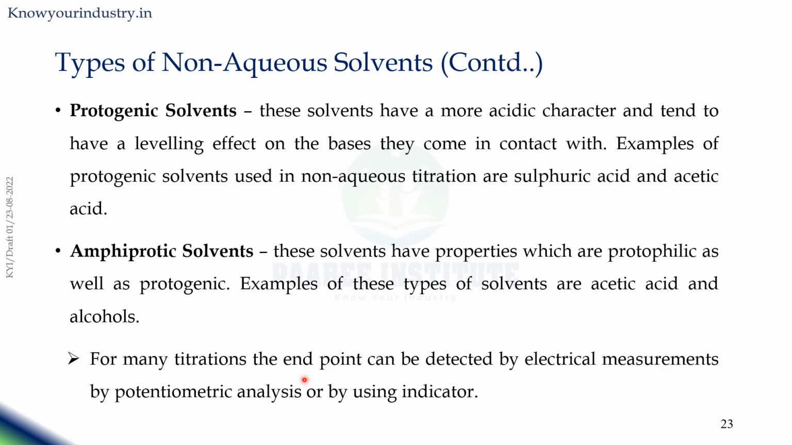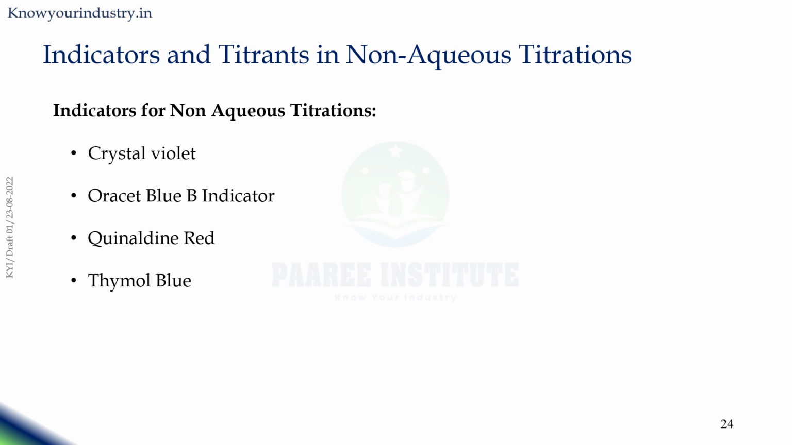For many titrations, the endpoint can be detected by electrical measurements, by potentiometric analysis, or by using indicators. Potentiometry can be done with specific instruments, and the indicators used in non-aqueous titrations are crystal violet, oracet blue B, quinaldine red, and thymol blue. These are the indicators that can be used for non-aqueous titrations.